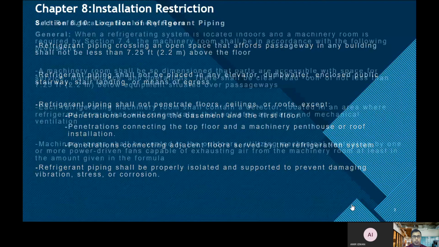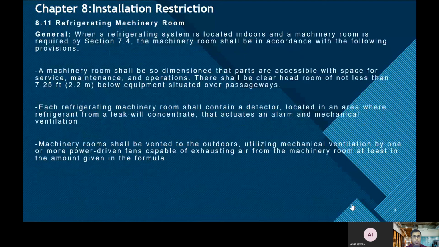Next is 8.11, refrigerating machinery room. Generally, when a refrigeration system is located indoors and a machinery room is required by Section 7.4, the machinery room shall be in accordance with the following provisions. A machinery room shall be so dimensioned that parts are accessible with space for service, maintenance, and operation. There shall be clear headroom of not less than 7.25 feet, 2.2 meters, below equipment situated over passageway. Each refrigeration machinery room shall contain a detector located in an area where refrigerant from a leak will concentrate, that actuates an alarm and mechanical ventilation.